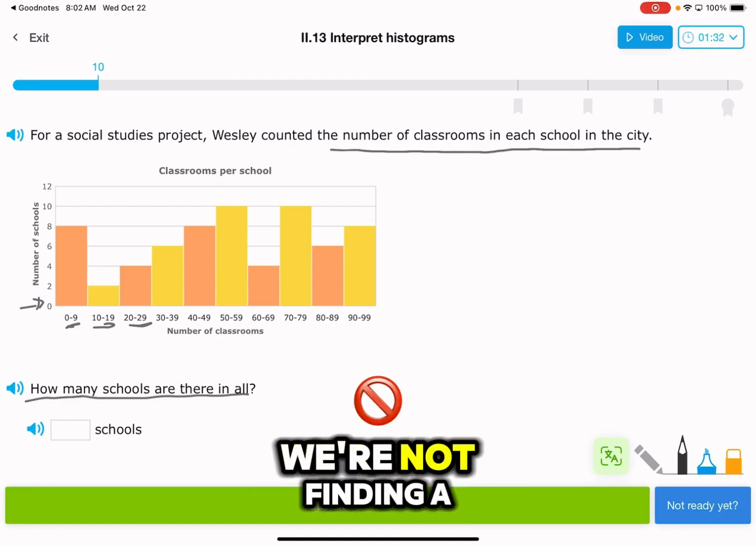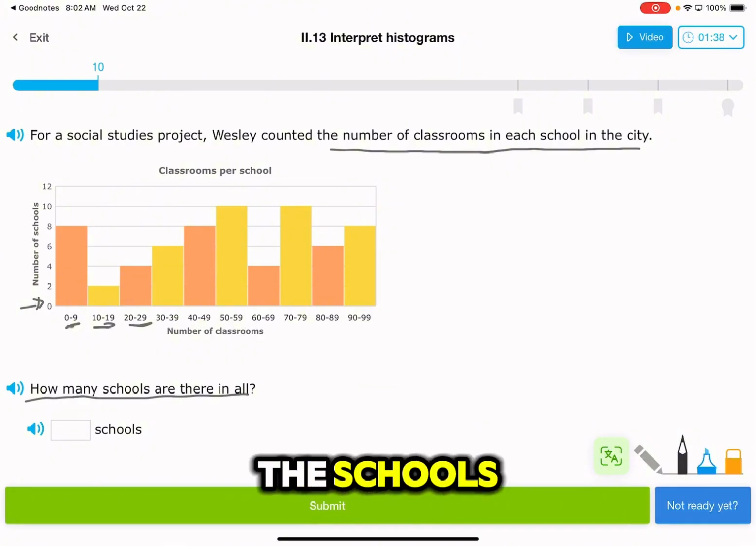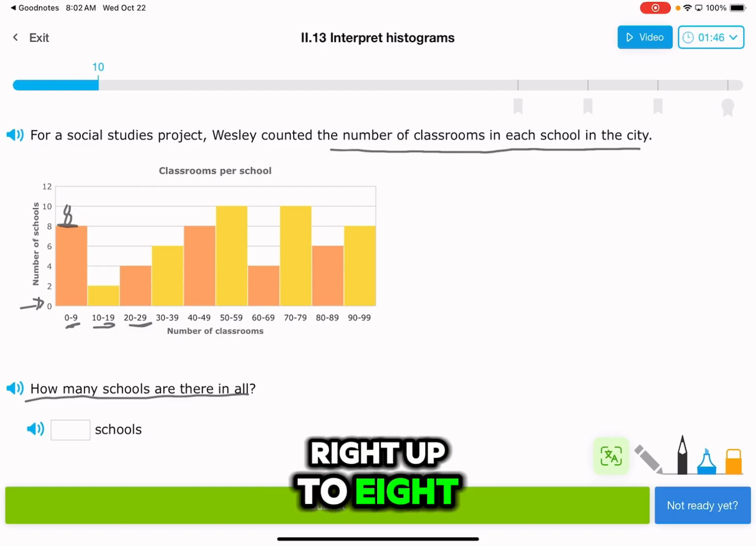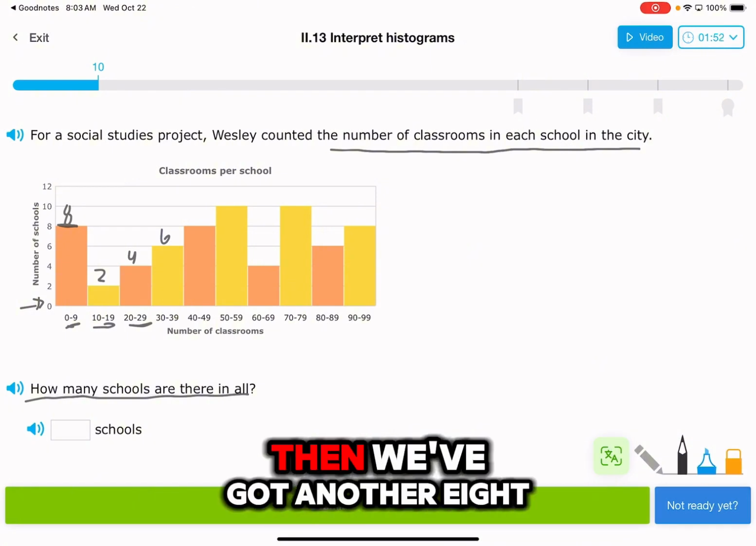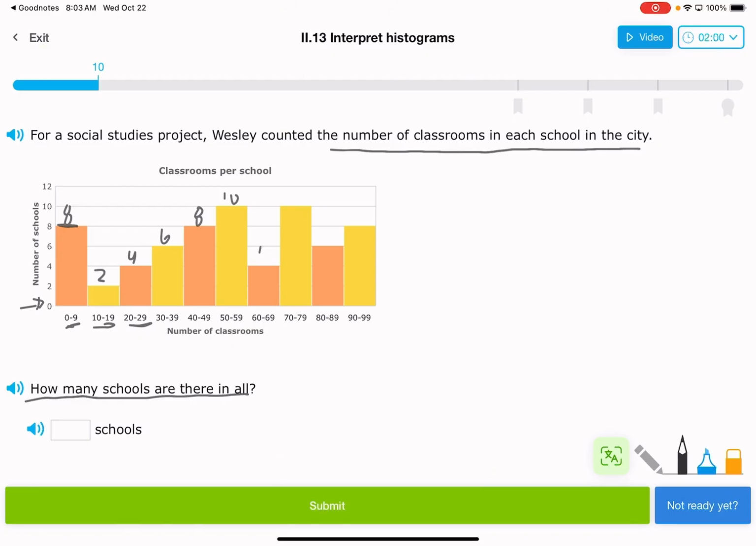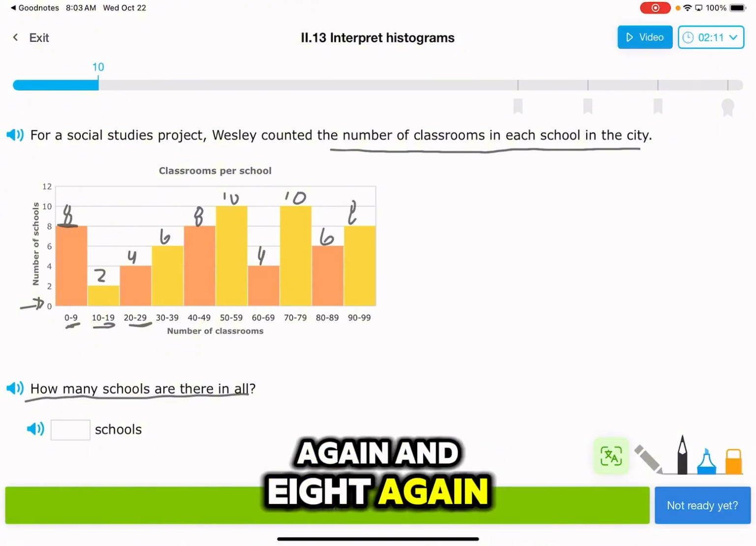So how many schools are there in all? That's the question. Now we're not finding a particular bar. Instead, we got to go through and add up all the schools. So these are the number of schools. So the first is 8. We know that because the bar graph goes right up to 8. Then we got 2. Then we've got 4. Then we've got 6. Then we've got another 8. Then we've got 10. Then we've got 4. And then we've got 10 again. Then we've got 6 again and 8 again.